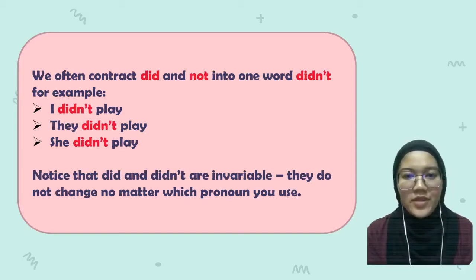When we learn about negative form, we often contract did and not into one word, didn't. For example, I didn't play, they didn't play, she didn't play. Did and didn't are invariable, they do not change no matter which pronoun you use.